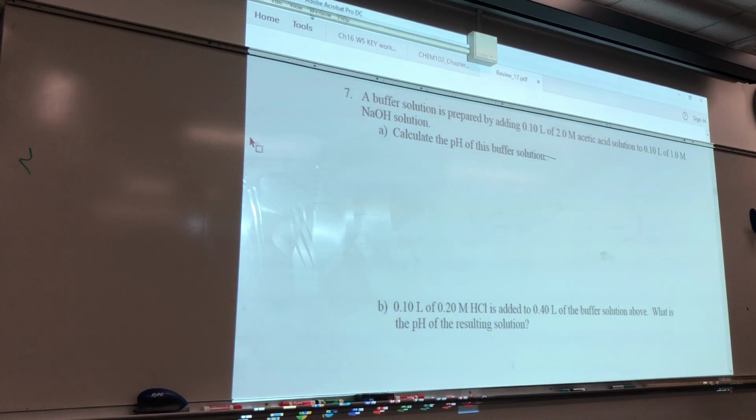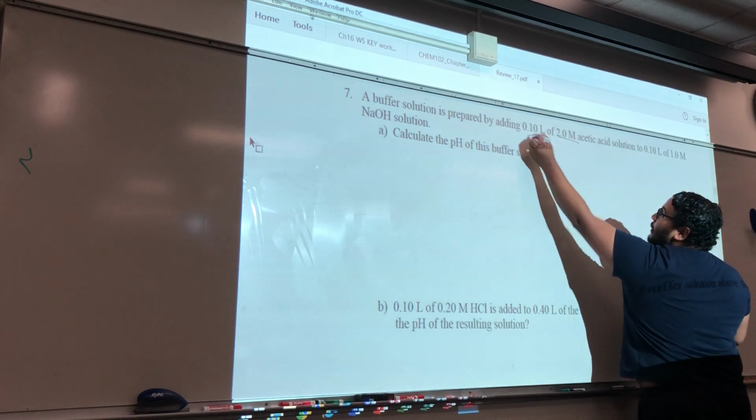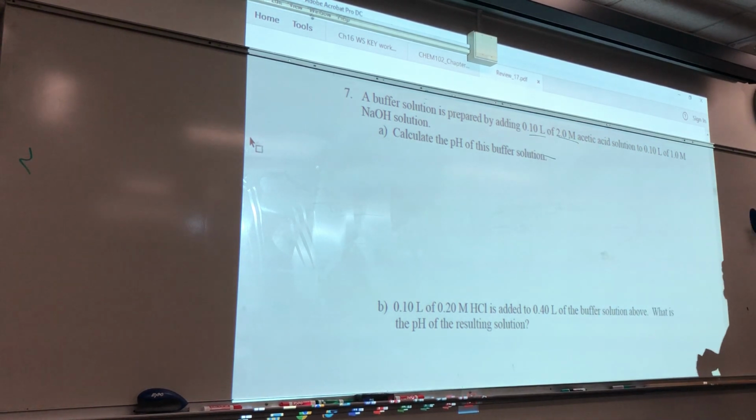So we have a buffer, right? A buffer solution is prepared by adding this amount of liters to this amount of liters of this acetic acid solution. Big question: we've got to do 2 tables?